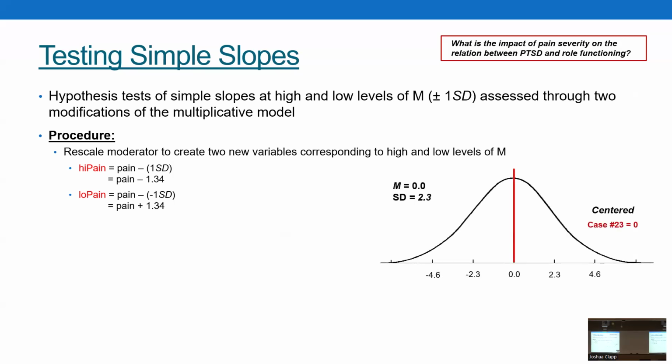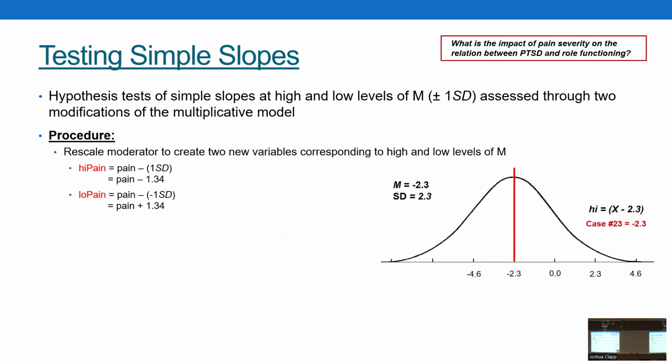So let's say here's my centered pain score, right? And here, case number 23 is dead center. They have a score of 0, okay? So my mean is 0, my standard deviation is 2.3 in this. Well, we won't call it pain, we'll call it something else, okay? People see what we're doing, so here's my centered score.